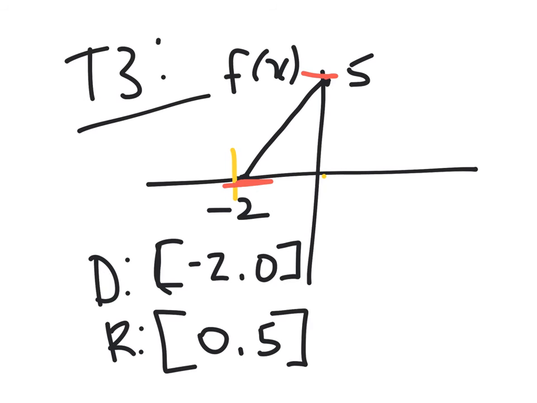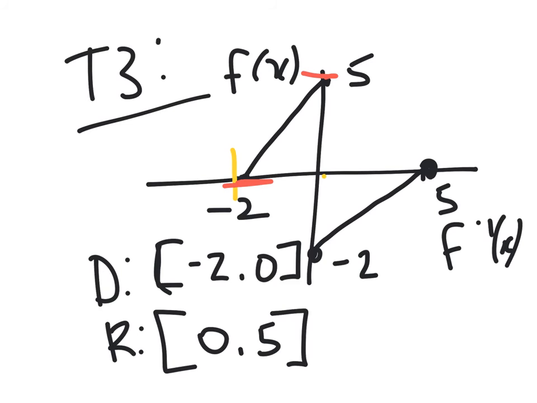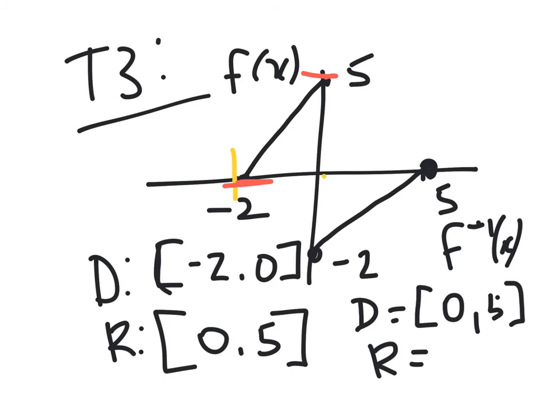Now, here's the thing about this. If you are to reflect this across the line y equals x, here's what you're going to see. You're going to see something like this. This is the image you're going to get. That's your inverse function, right? I did it really quickly there. I just reflected it through the line y equals x. But if you look, for the inverse function now, the domain is 0 to 5, and the range is minus 2 to 0.